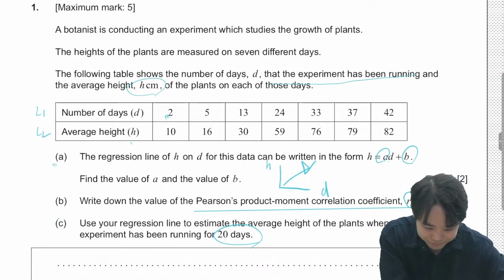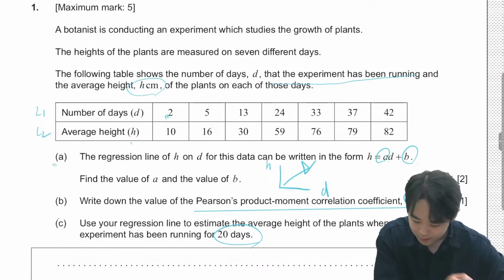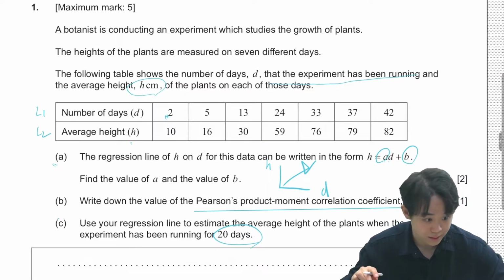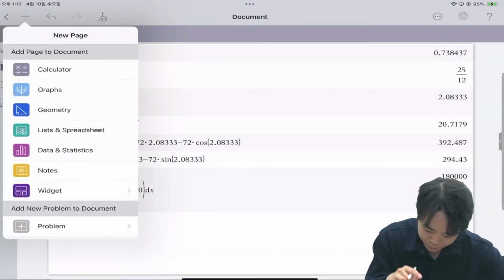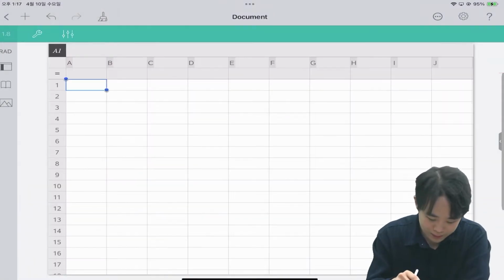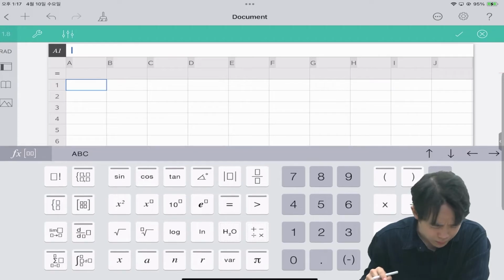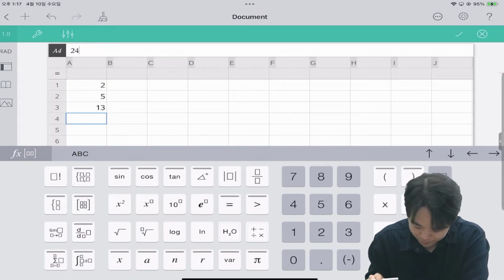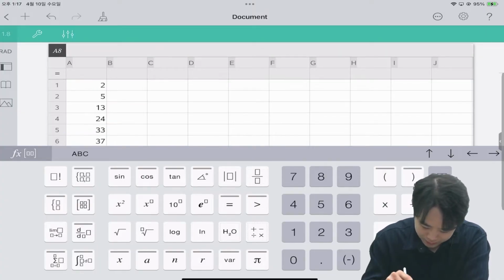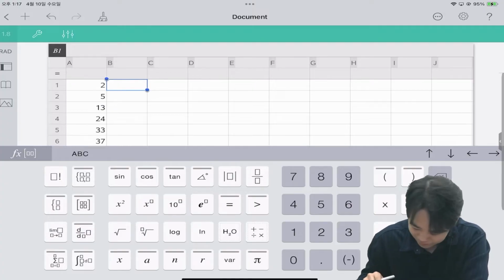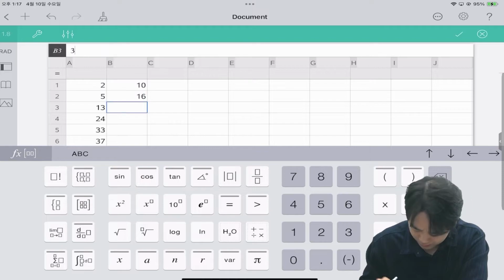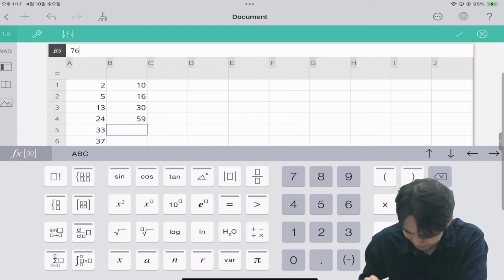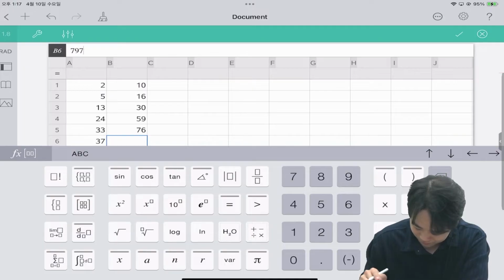So we have D equals 2, 5, 13, 24. If you go to your spreadsheets, lists and spreadsheets, we can just enter in our numbers. So we would get 2, 5, 13, 24. Then we get 33, 37, 42. Next, moving on to B, right? So our Y, our dependent variable is going to be 10, 16, 30, 59, 76, 79, and then 82.